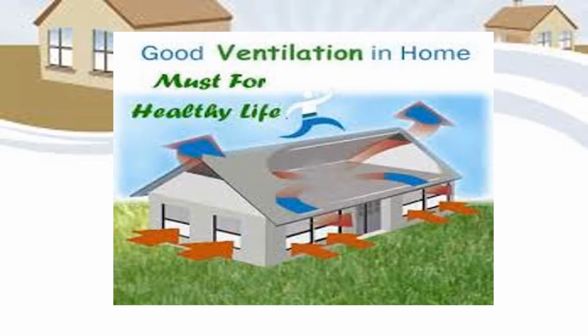See, children, this picture is making it clear that good ventilation in a home is very necessary for a healthy life. So, these red arrows are indicating that fresh air is going inside, and blue arrows are indicating that stale air is going out of the house. So you can easily say that this house is an ideal one.